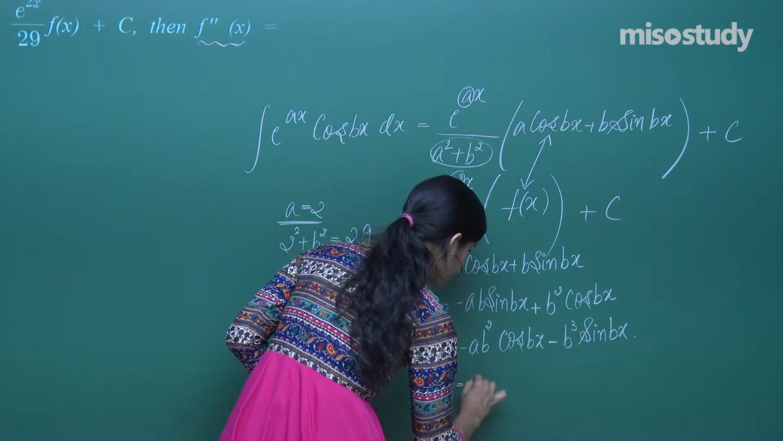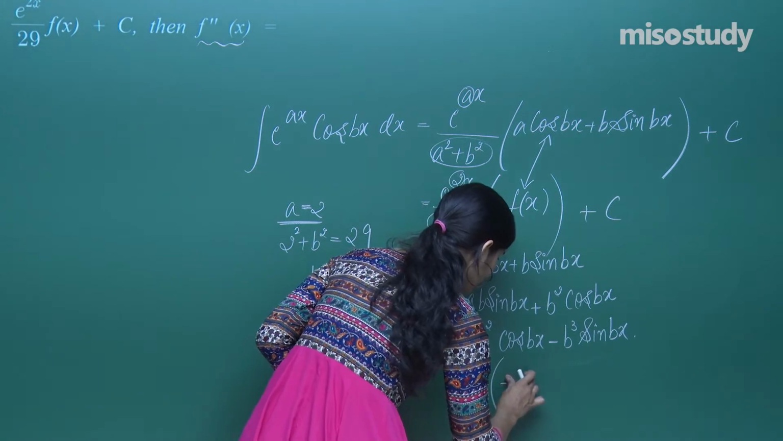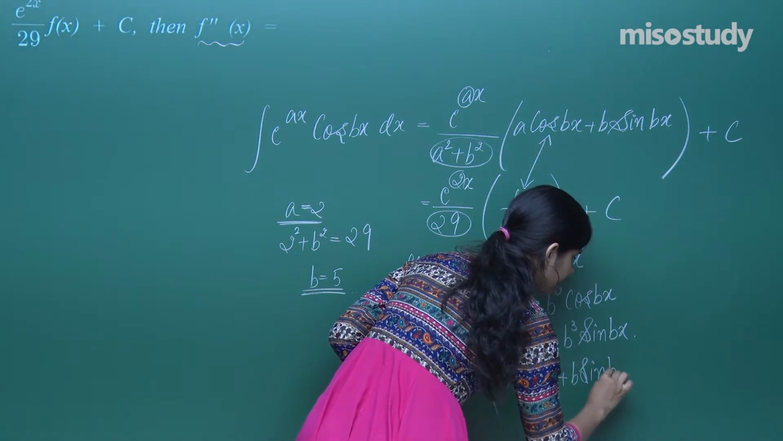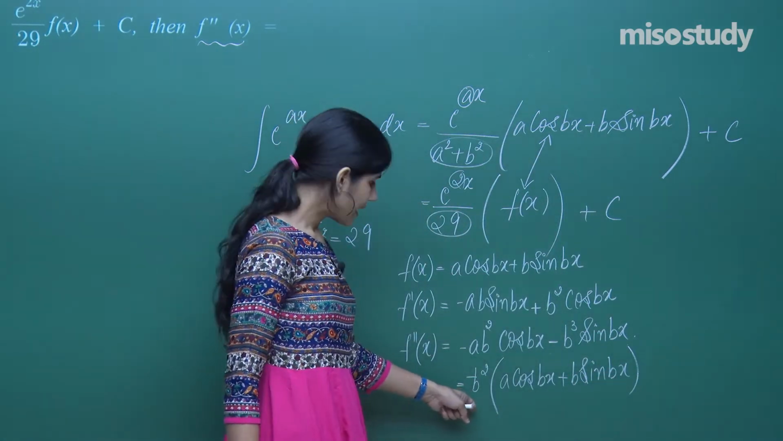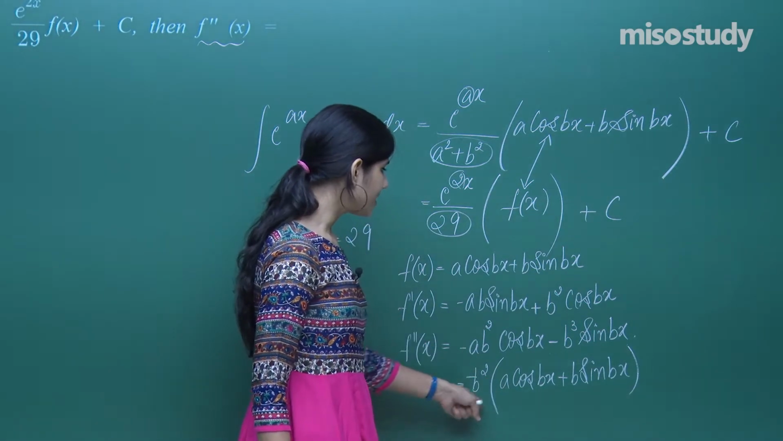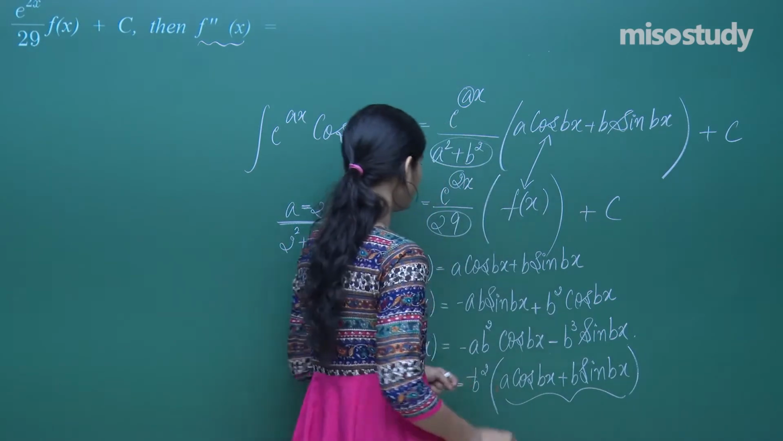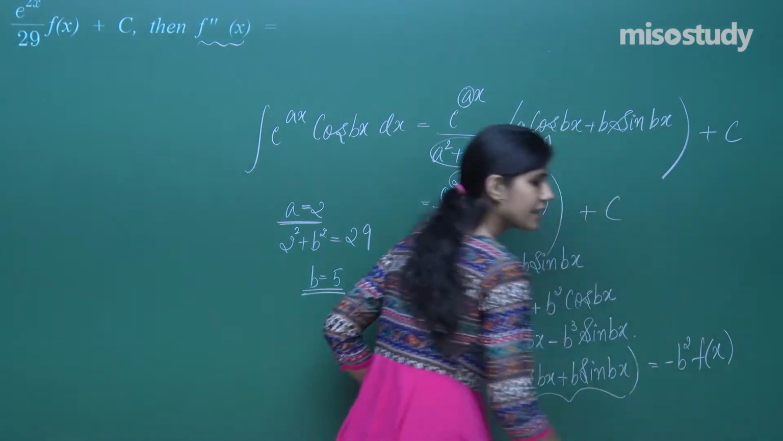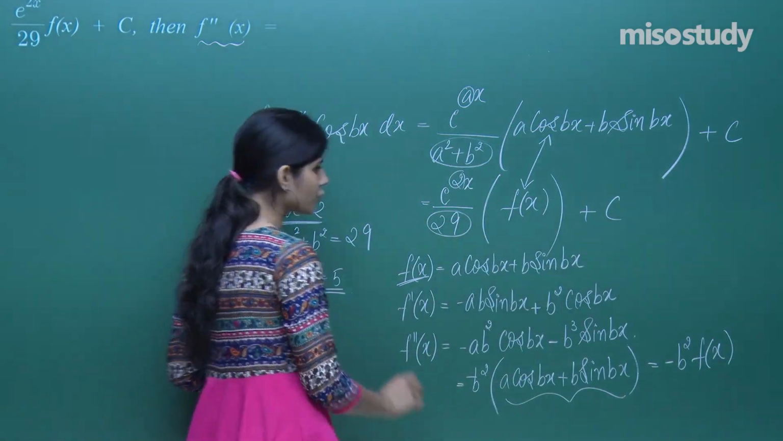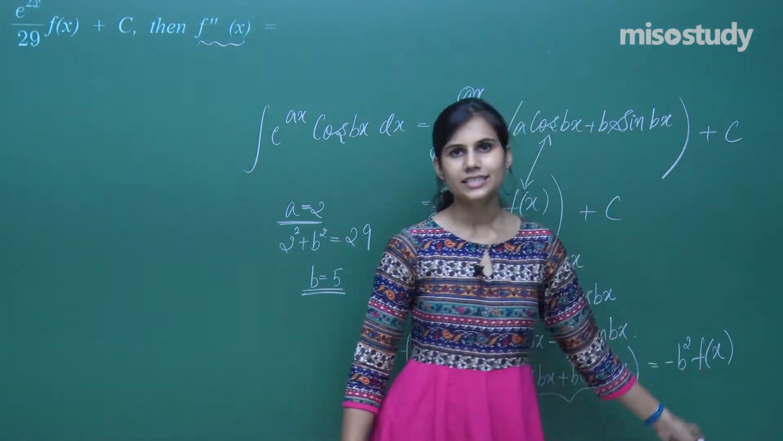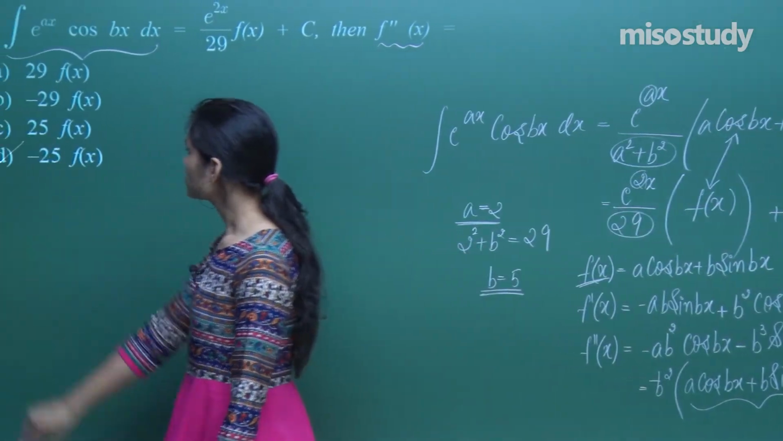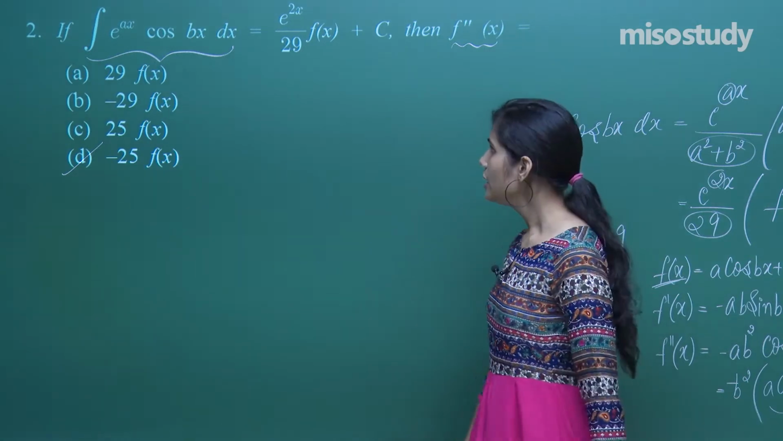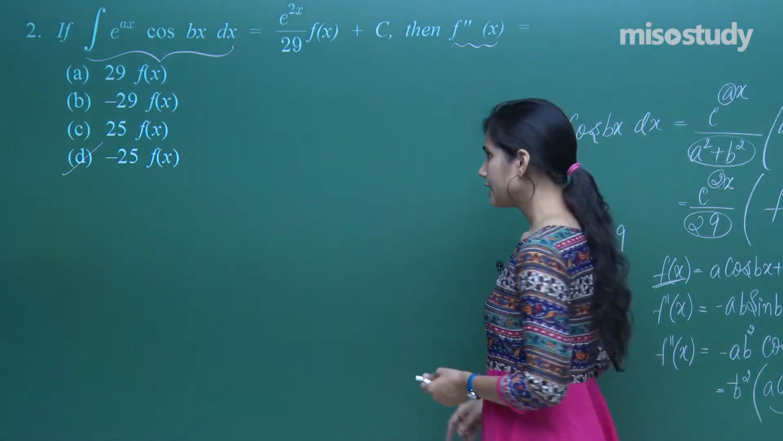Because d by dx of cos bx is minus sin bx into b, b square is already over here. So from here if you take out minus b square common, you are left with a cos bx plus b sin bx, isn't it? This is minus a b square cos bx minus b cube sin bx, but a cos bx plus b sin bx is equal to f(x). So f double dash x has come out to be equal to minus b square f(x). But we know that b is equal to 5, so your answer is minus 5 square f(x), that is minus 25 f(x), and that is what f double dash x is. Clear? Easy enough question.